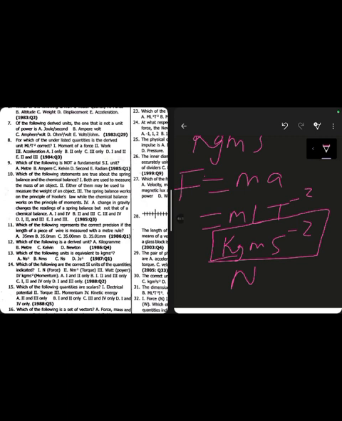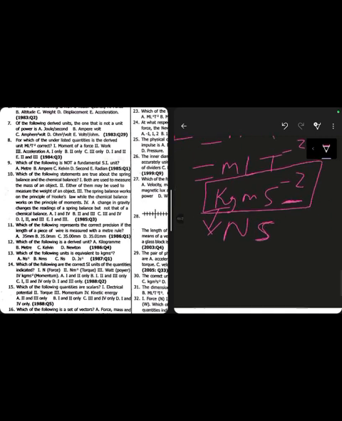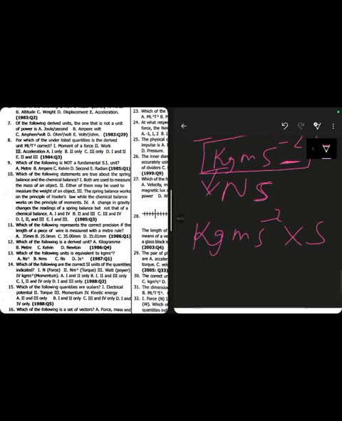But now they said which of these is equivalent to kilogram meter per second, which means something removed 1 from this second. So if this is Newton, what will I do to reduce the power of second from minus 2 to minus 1? I'll multiply it by 1 second. This is what I mean. Since 1 Newton is kilogram meter per second squared, if you multiply it by seconds, what will you have?